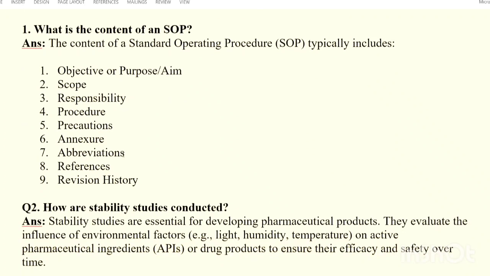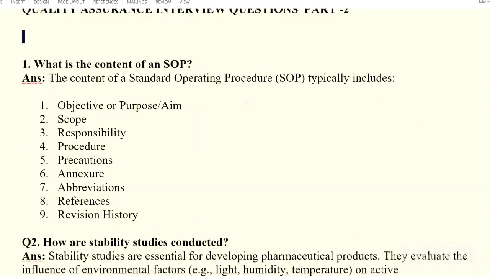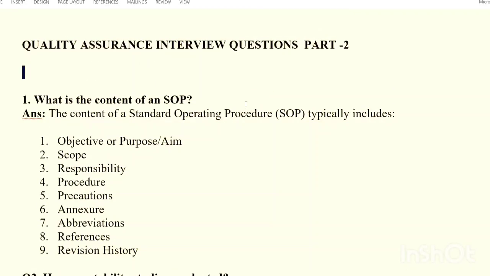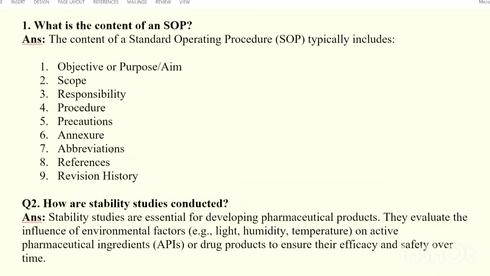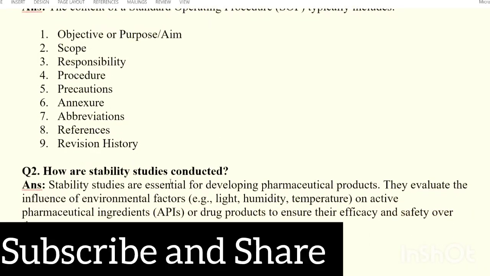So coming to the first question, what is the content of an SOP? SOP means standard operating procedure, and in the previous series part 1 I have said what is an SOP. So here are the contents of the SOP. SOP contains the objective or purpose or aim, scope, the responsibility, the procedures, precautions, annexes, abbreviations, references, and revision history. So these are the contents of an SOP.